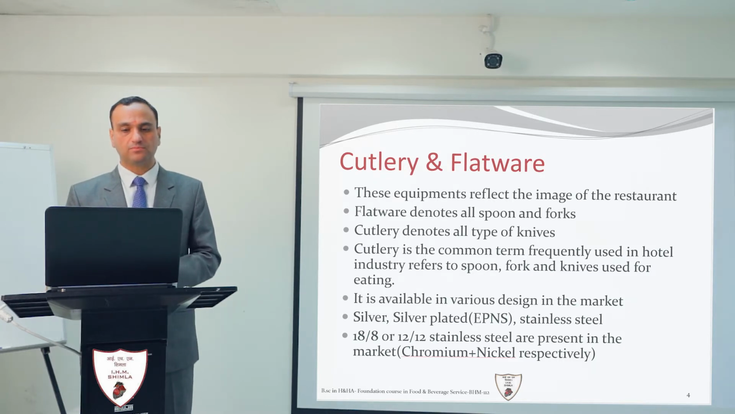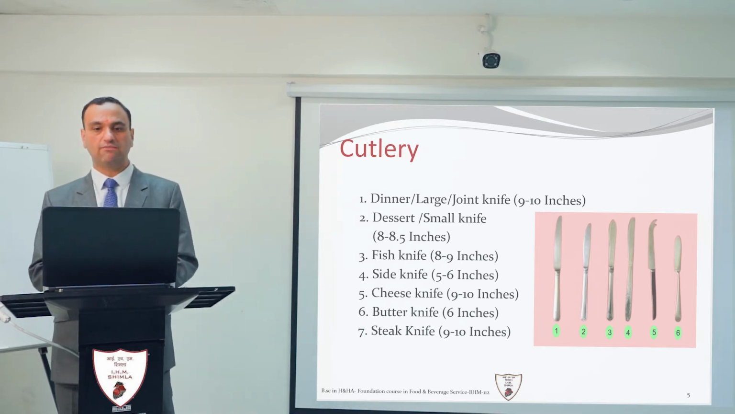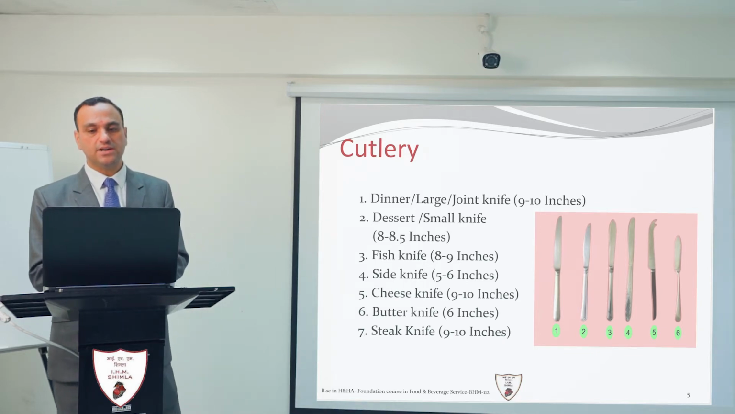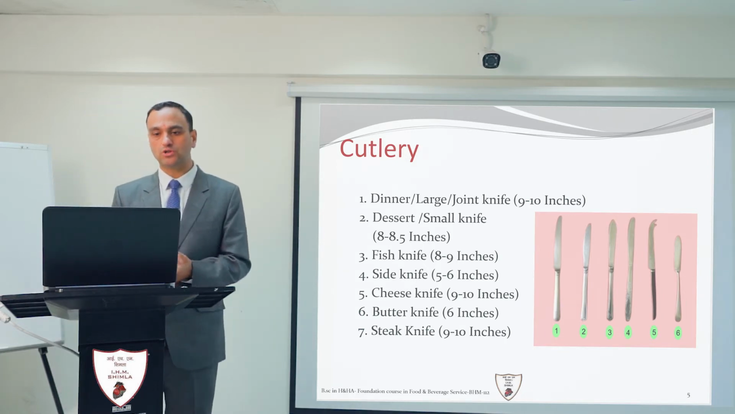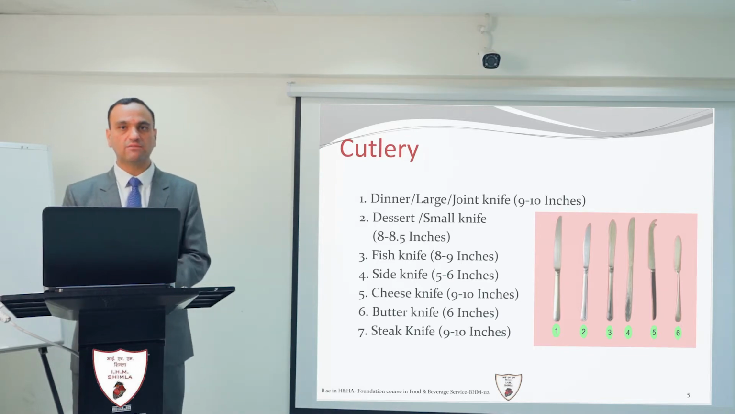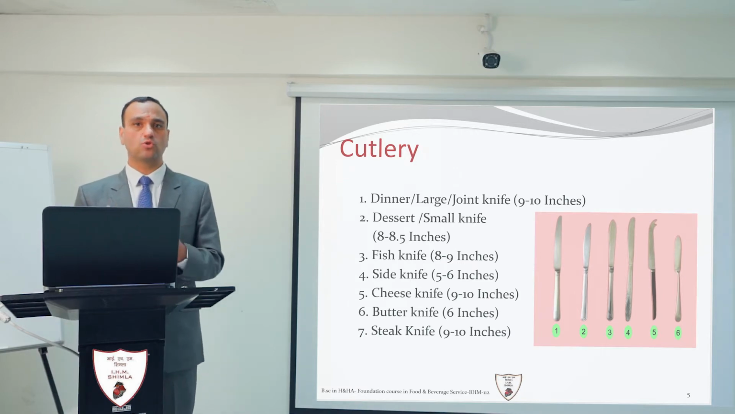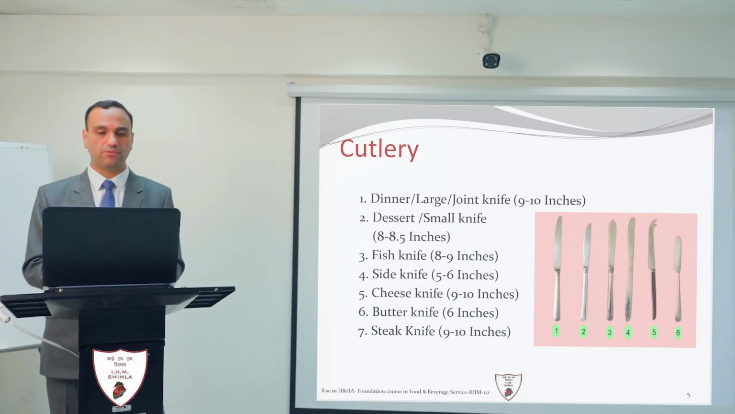Moving forward, in cutlery, first is the dinner knife, also known as the large knife or joint knife. You must know the sizes as well. The size is 9 to 10 inches, and it is used to have the main course. Another one is the dessert knife, also known as the small knife. As the name shows, we use this kind of knife for having desserts, and it is multi-purpose. We use it for snack service, sometimes for egg service also, and the size is 8 to 8.5 inches.